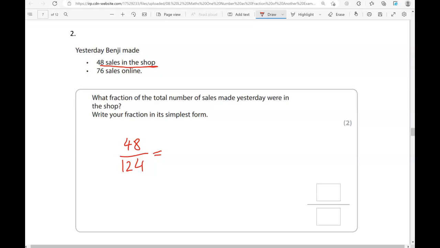We've got to give our answer in its simplest form, so I can see that I can divide both numbers by 2. 48 divided by 2 is going to give me 24. What is half of 124? That is 62. You can always use a calculator to work it out. Again, I can divide both numbers by 2, so half of 24 is going to be 12. Half of 62 is going to be 31. We can divide 12 by 2 or 3, but we can't divide 31. So this is the simplest form.